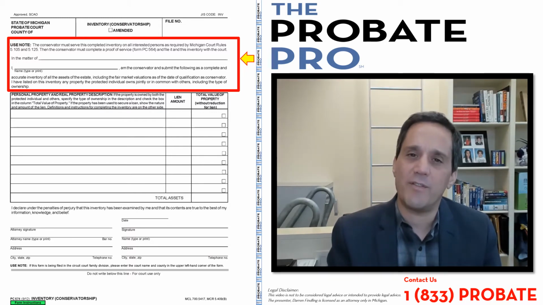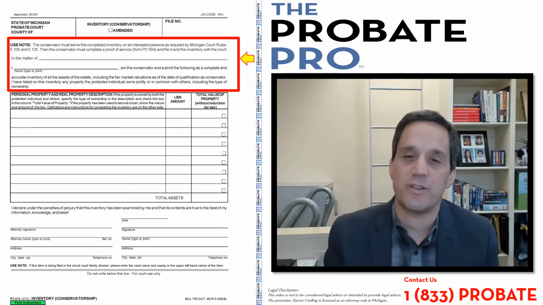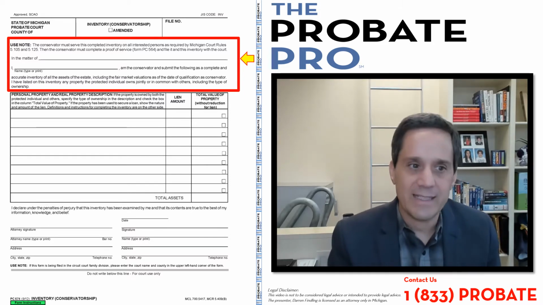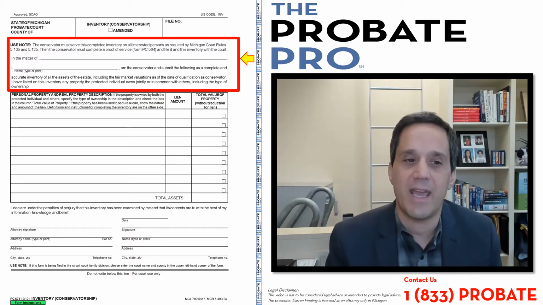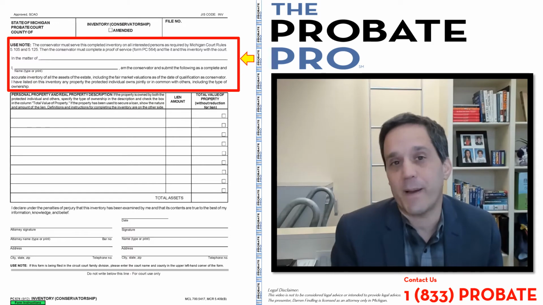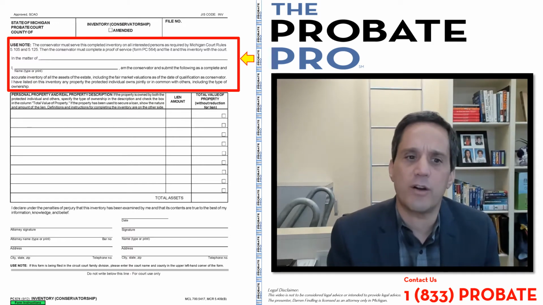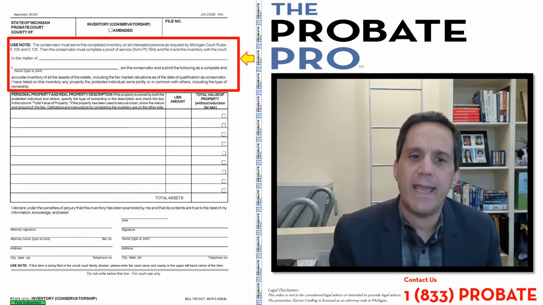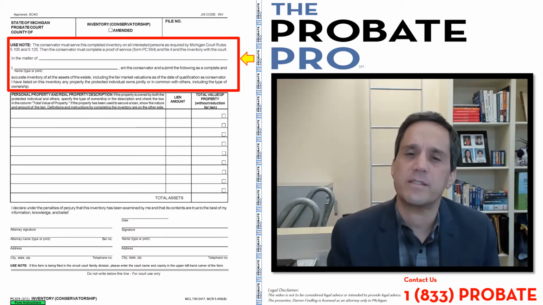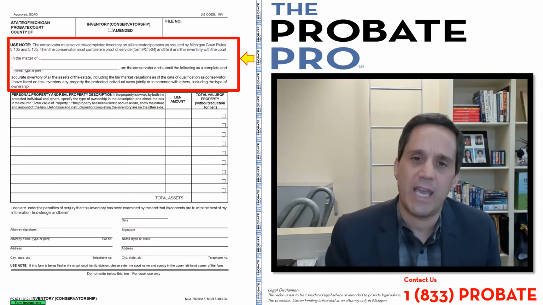In the matter of, in that section, it's simply an identification of the name of the estate, the name of the conservatorship estate. In the I section, you're identifying the name. You are the conservator. You may be the successor conservator. You may be a special conservator, but you are the conservator. You identify your name, and you are asserting to the court that you're submitting a complete and accurate inventory of all of the assets that include the market valuations as of the date that you became the conservator.